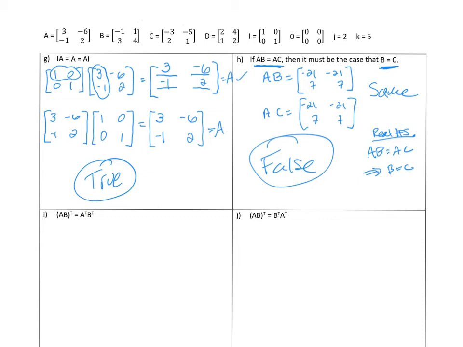So instead of negative 21, negative 21 being the first row, it's going to become the first column. And instead of 7, 7 being the second row, it becomes the second column. So that's AB transposed.